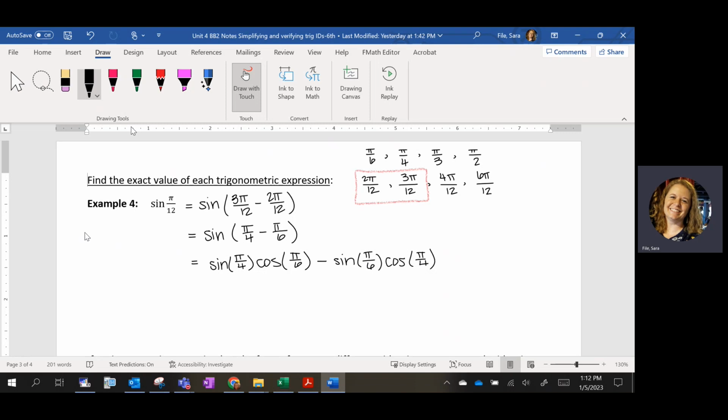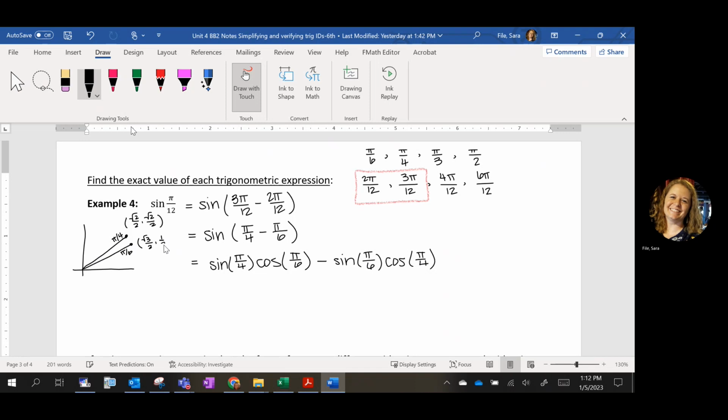Okay, but what is, I'm going to just draw a picture as a refresher here. There is pi fourths. Okay, what's that ordered pair at pi fourths? Okay, and here is pi sixths. What is that ordered pair? Good. Now, which is sine and which is cosine?